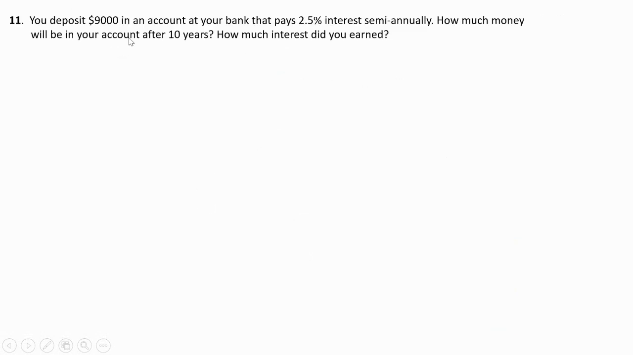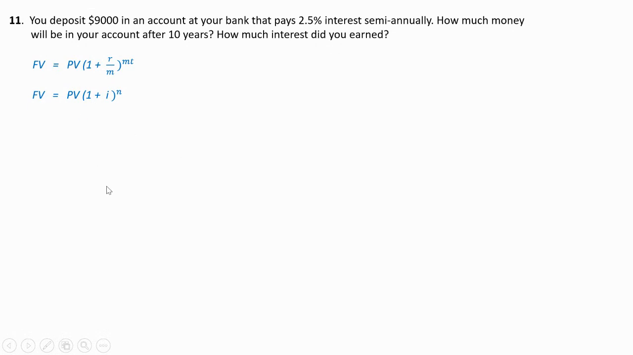Number 11 is compound interest. How do I know that, guys? Because check this out. You deposit $9,000 in an account at your bank that pays 2% interest semi-annually. This right here means that it's going to be compounded, and there are key words for compounded. I believe that's on the PowerPoint that I covered in chapter 5.